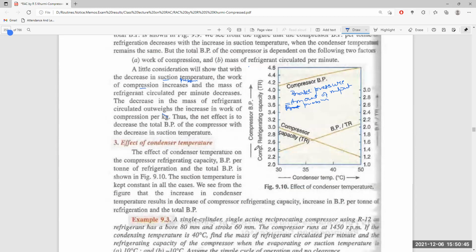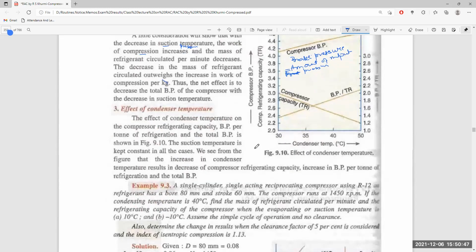The next is the effect of condenser temperature. Effect of condenser temperature on the compressor refrigerating capacity and BP per ton of refrigeration. So far, we have been discussing the suction temperature. Now we need to consider the condenser temperature. Put here 30, 35, 40, 50 degrees centigrade.